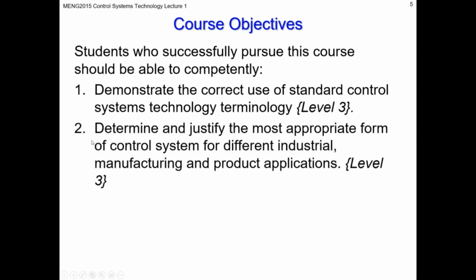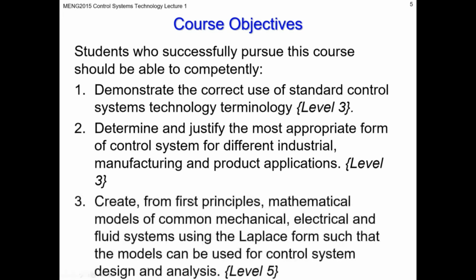The second objective for this course is that you would be able to determine and justify the most appropriate form of control system for different industrial, manufacturing and product applications. So regardless of what system you're dealing with, what's the best type of control approach to implement in each situation.